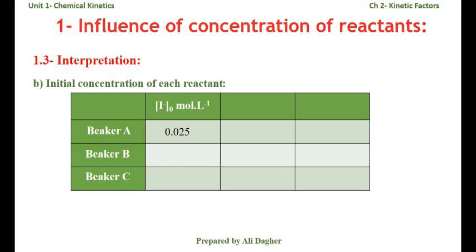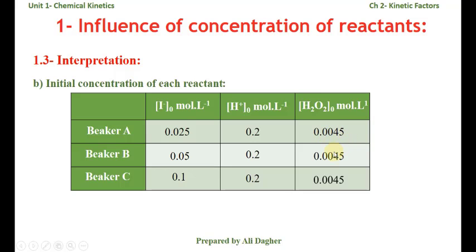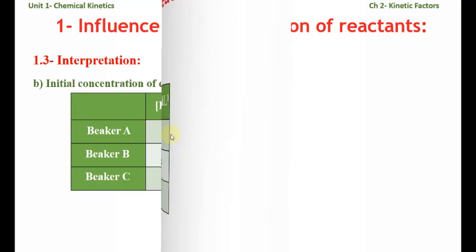This table summarizes the initial concentration for each reactant in the three beakers. For I-, in beaker A 0.025, in beaker B 0.05, in beaker C 0.1. Then the initial concentration of I- increases from beaker A to beaker C. For H+, the initial concentration is the same in the three beakers, 0.2. And for H2O2, the initial concentration is the same in the three beakers. Then the only difference between the three experiments is the initial concentration of I-. What is the effect of this variation in the initial concentration of I- on the rate of the reaction?